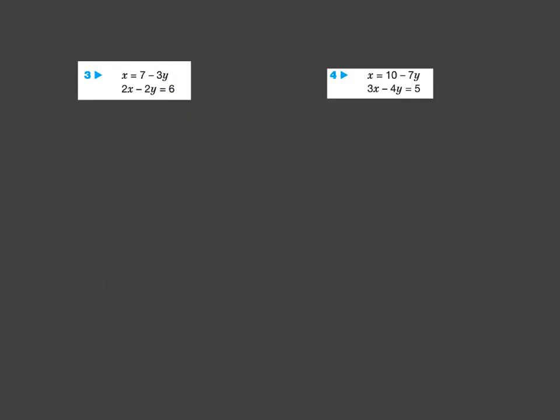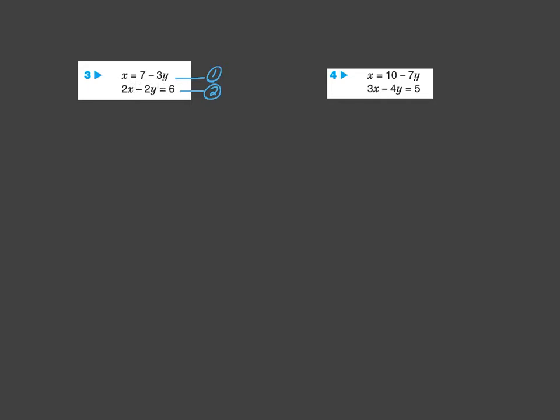Okay, you're being kept on your toes here. Can't get into any sort of automatic pilot mode here. Equation 1, x is equal to 7 minus 3y. Equation 2, 2x minus 2y is equal to 6. It's equation 1 this time that has got the x in the x equal to.